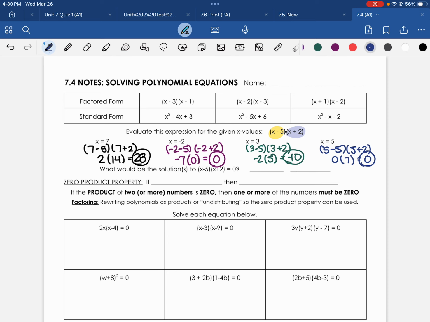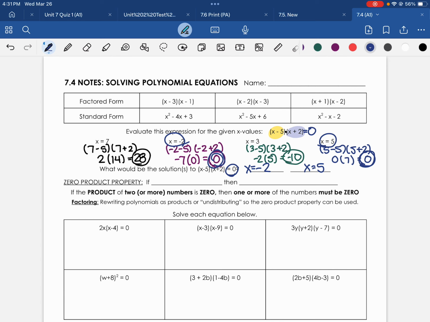Why did the 2 that equals 0 equal 0? Because one of the numbers was 0. Try to think of something that multiplies to 0 without using the number 0. You can't. If two things are going to multiply to 0, then one of them has to be 0. So the two solutions to the equation, if I set this equal to 0, would be negative 2 and 5, because those are the two answers that gave me 0 as the answer. So those are the solutions to that equation.